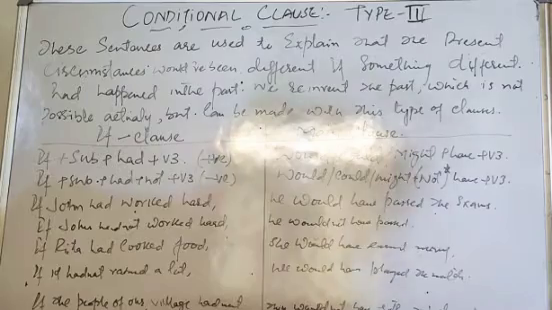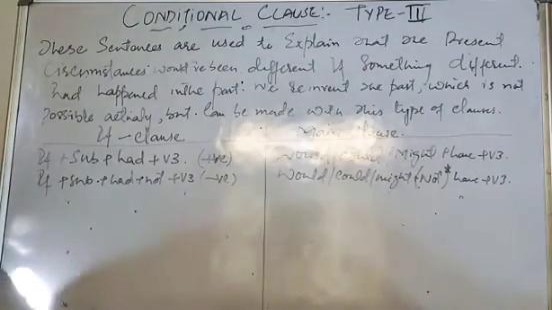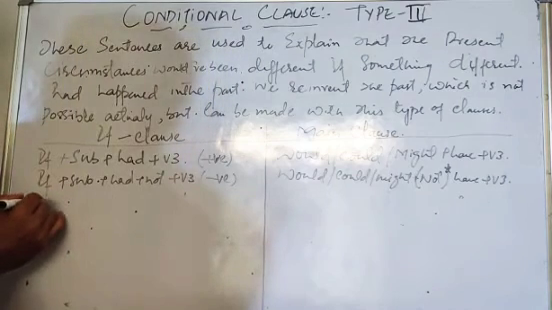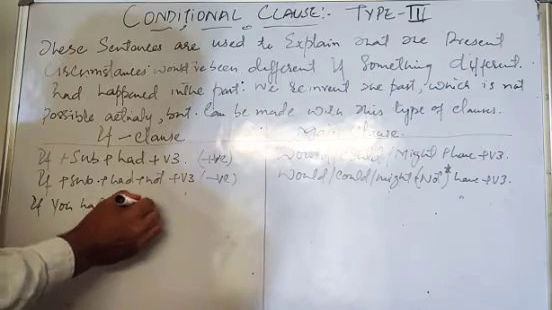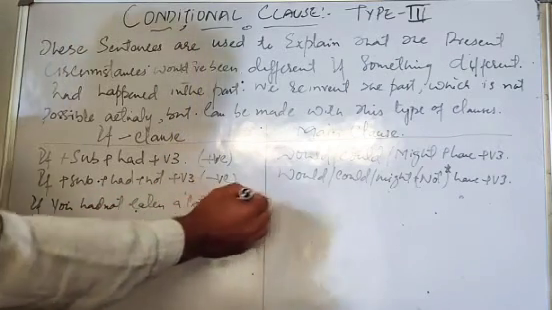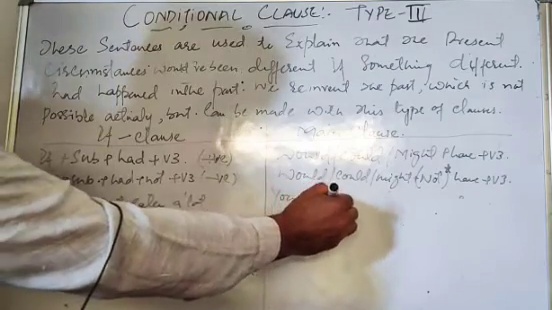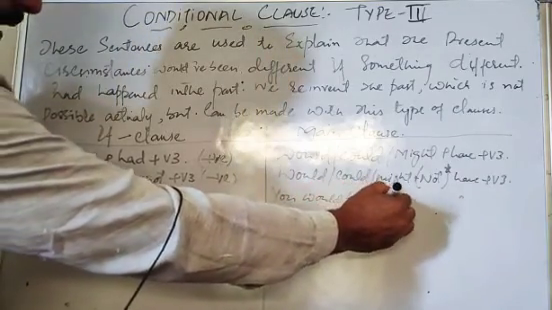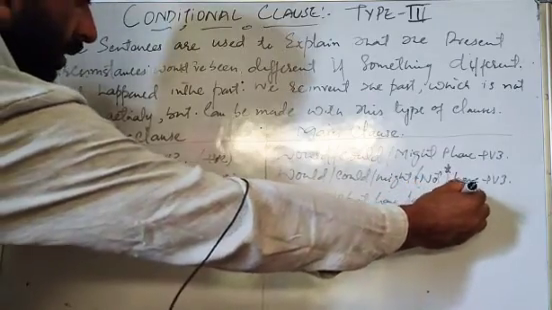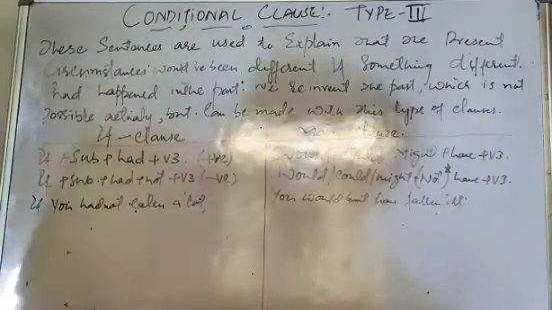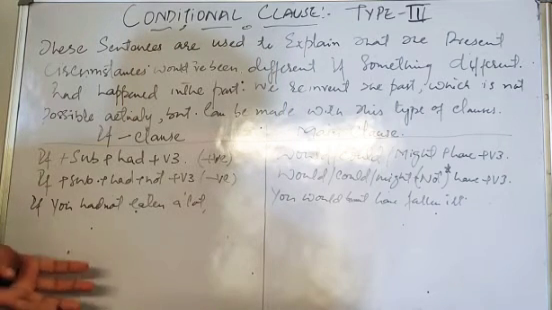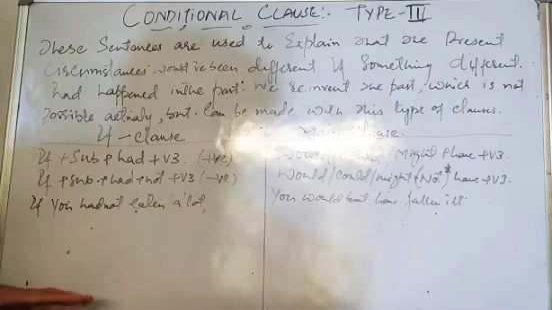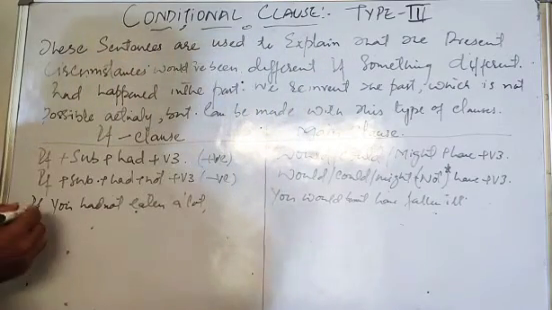Let us give a few more examples. If you hadn't eaten a lot, you wouldn't have fallen ill. Somebody has eaten a lot, so we are recreating that scene. We are trying to tell him that if you hadn't eaten a lot, you wouldn't have fallen ill.